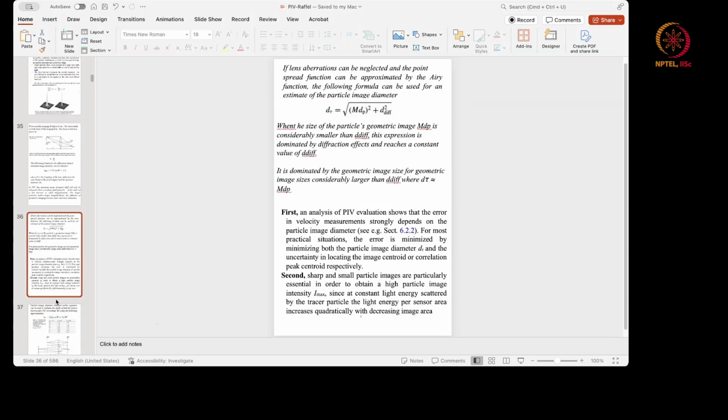This also leads to imaging problems. So smaller particles are required for PIV because they act as good tracers, but at the same time they bring this additional baggage of low scattering, that is low intensity, and this diffraction limit.